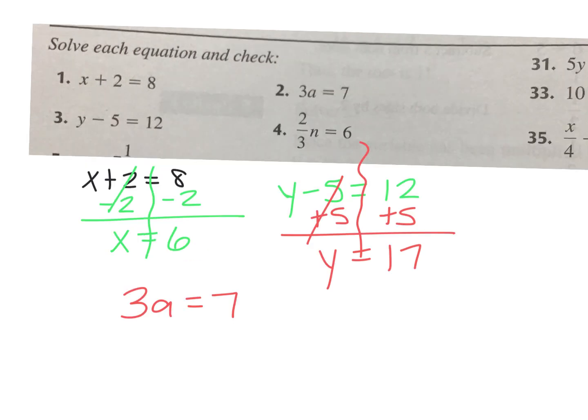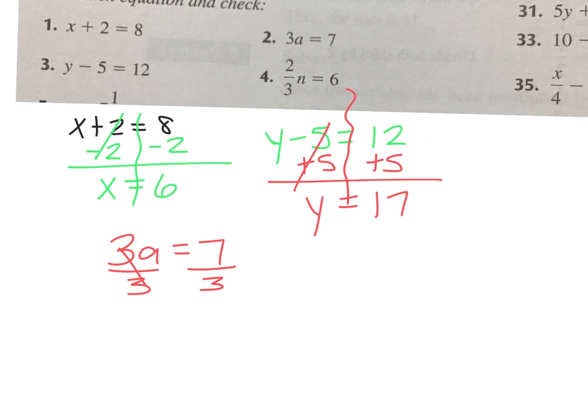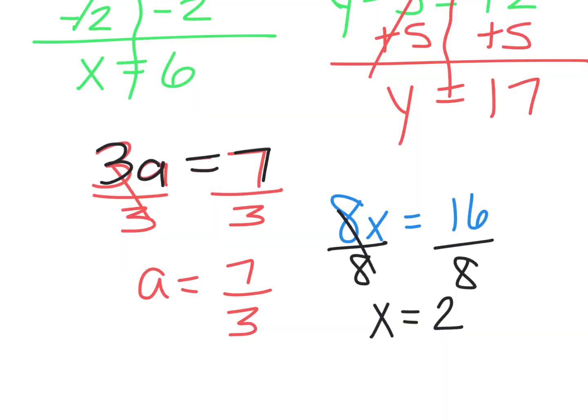So I have 3a equals 7. What happens when you have a number and a letter side by side? What operation is that? So it would be the opposite. So I'm going to divide both sides by 3. And when I do that, I get a equals 7 over 3. You can just leave it like that. You could put it as a decimal, whatever you want to do, but boom, you're done.